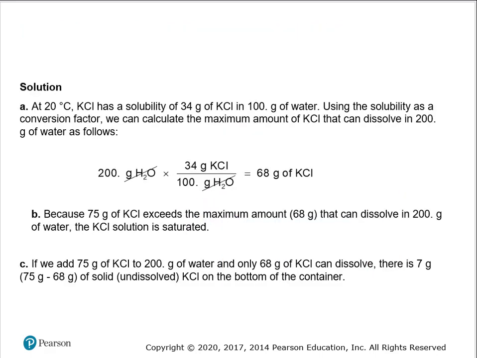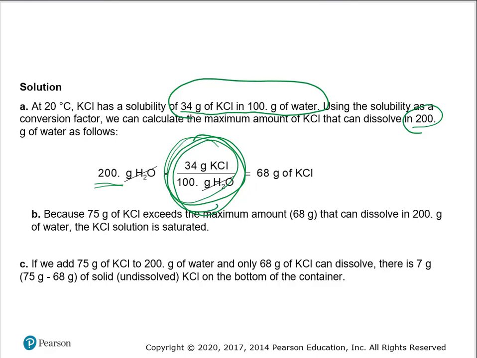Let's look at our answer. We are told that 34 grams of KCl in 100 grams of water is the solubility. Now, 200 grams of water is double that, so you might have just said, well, 34 doubled is 68. But hopefully you write it this way, because if we have something that's not exactly double or it's not an easy number to use, we would take that 34 over 100 and multiply it by however many grams of water. Notice grams of water and grams of water would cancel out, leaving us with how many grams of potassium chloride could dissolve.